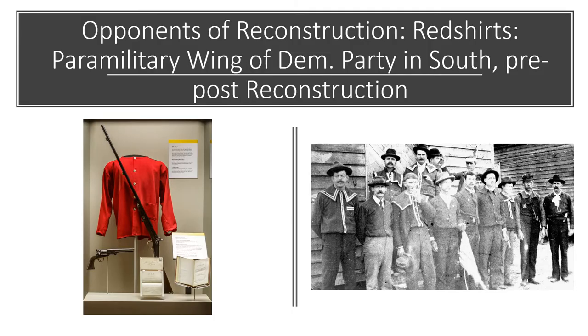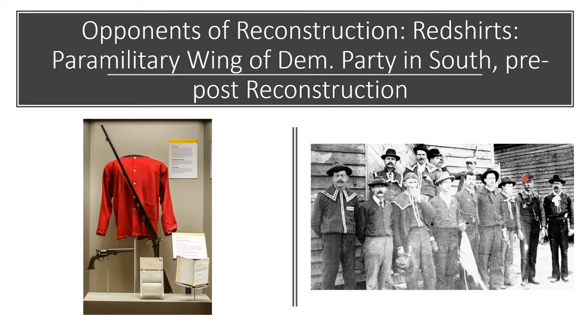Here's some of the other opponents to Reconstruction. The Red Shirts, this is one of their uniform shirts. Here is an image of Red Shirts actually from much later, from the 1890s. And groups like the Red Shirts, like the KKK before them, became the paramilitary wing of the Democratic Party in the South, both during and after Reconstruction.